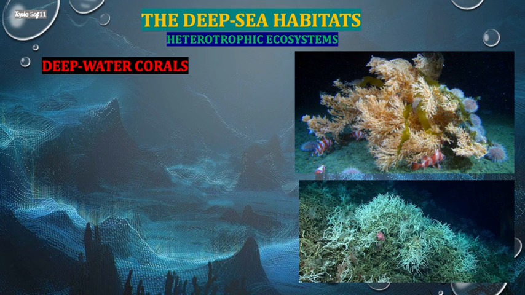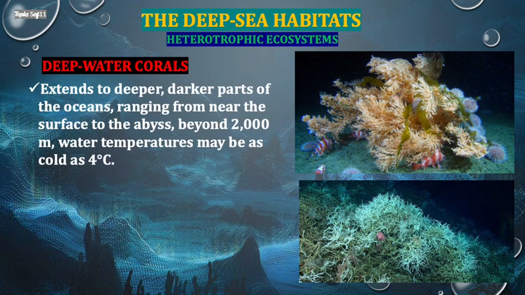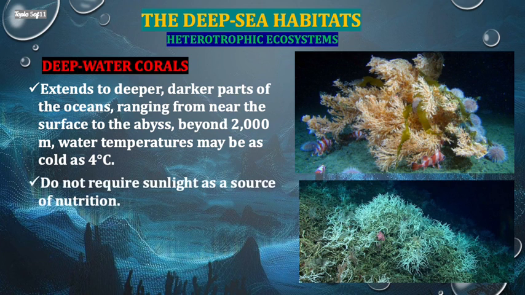Okay, so the deep water corals, also known as cold water corals, are the deep sea version of the tropical corals that we usually find near the surface of the water. So this one extends beyond 4,000 meters deep with an average temperature of 4 degrees Celsius. So the two photos here are the types of water corals found in the deep sea environment.